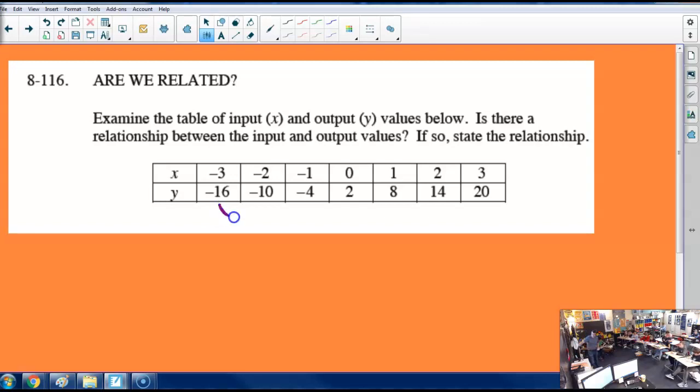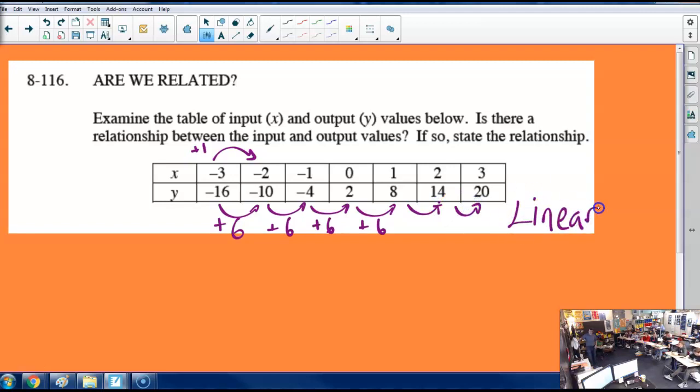For every x, it's +4. It's 4x? Oh, 6x, sorry. Ah, it's +6 on the y every time we +1 on the x. So this +6, +6, +6, +6, that's staying the same. That tells us this is linear. So please write down linear when you show that constant change that's happening.